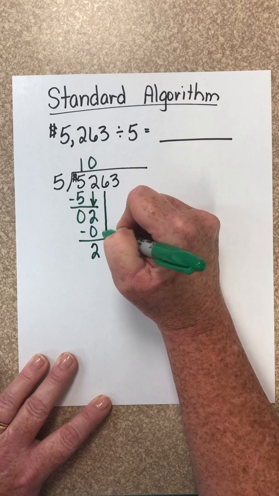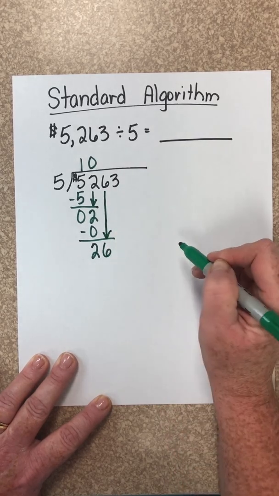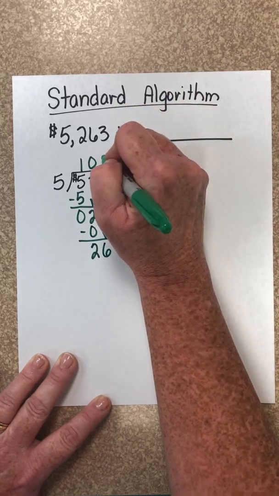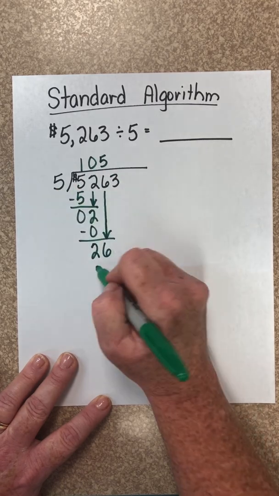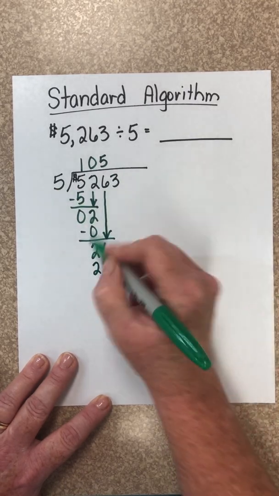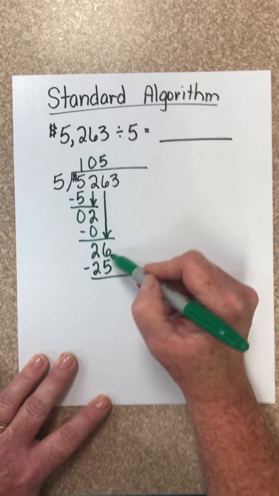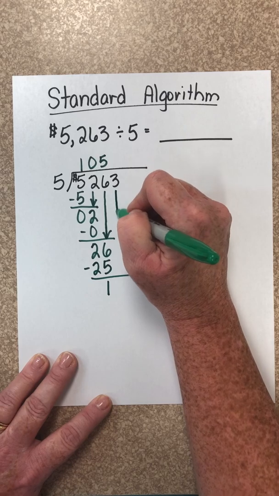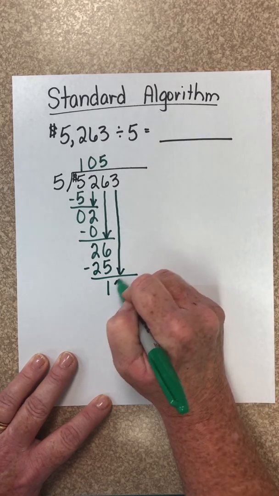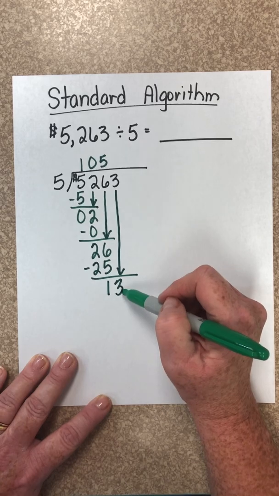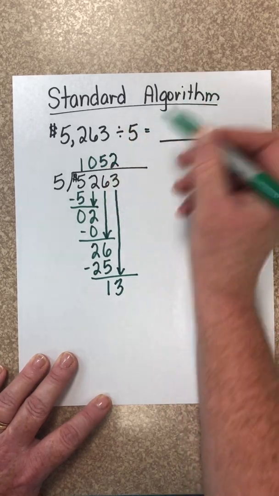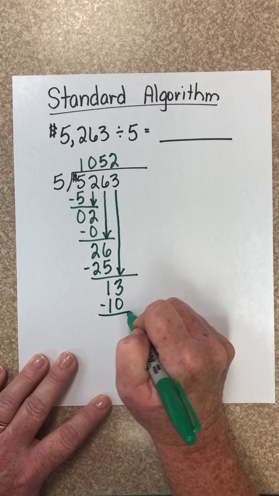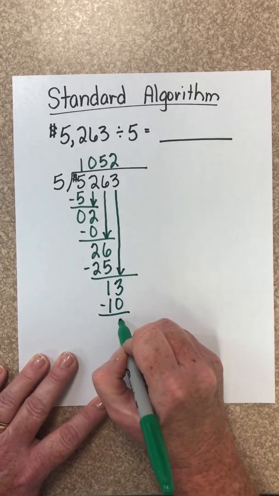Let's bring down that next number. So now we have 26. How many 5s are in 26? 5. 5 times 5 is 25. Let's subtract. 26 minus 25 is 1. Let's bring down that next number, and now we have 13. How many 5s are in 13? 2. 2 times 5 is 10. Let's subtract. 13 minus 10 is 3.